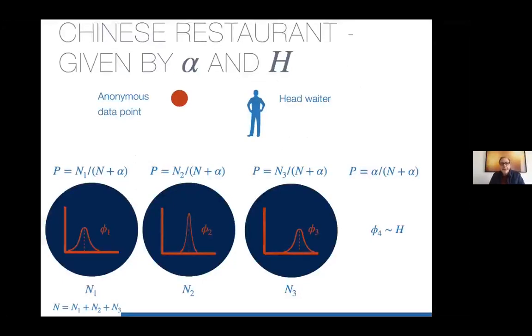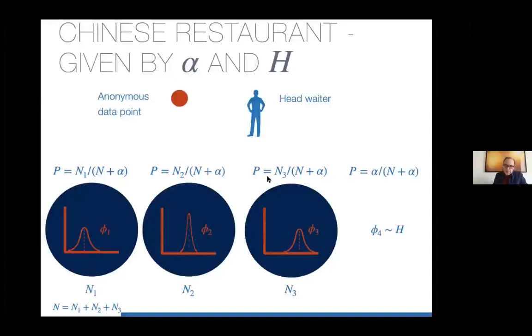So, let's pick the Chinese restaurant version of it. There are 2 interesting parameters, one is alpha and one is H, which I will return to soon. And the process works as follows. There's an anonymous data point that shows up and asks the head waiter to become a real data point. That is a point on the x-axis in this case. It could be something more complex, but in this case, we have distributions that give values that are points on the x-axis. And then the head waiter will do 2 things.